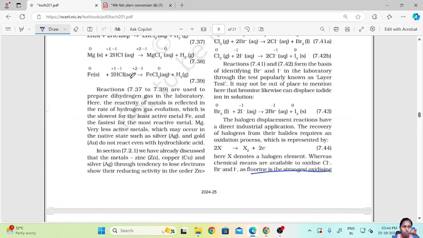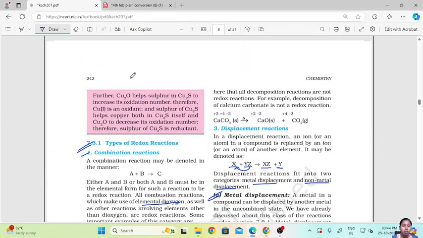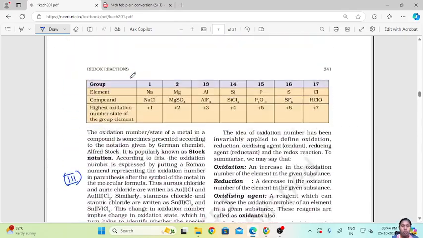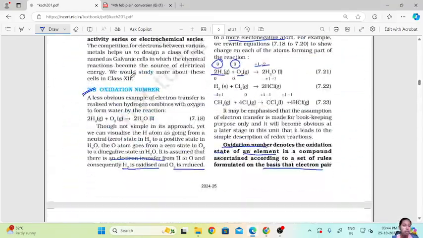So here we are done with the types of redox reactions. We have seen disproportionation, displacement, decomposition and combination reactions. We have also seen oxidation number and oxidation state.